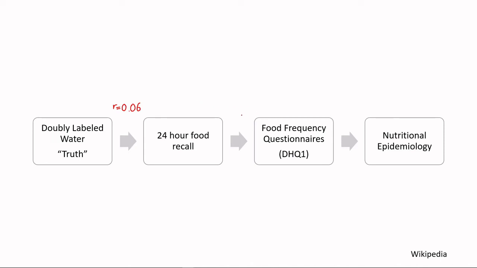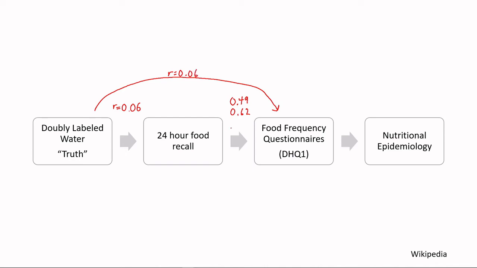Next, for the 24-hour food recall to the DHQ, the validation study showed a Pearson correlation coefficient of 0.49 for energy and 0.62 for fat when adjusted by energy. But also keep in mind the paper we just saw had doubly labeled water to another food frequency questionnaire that was correlated by 0.06 as well.